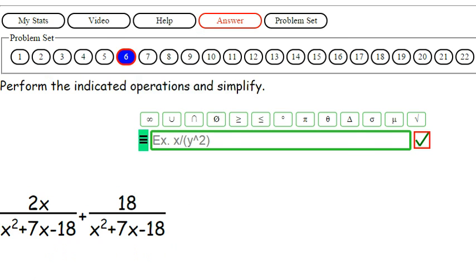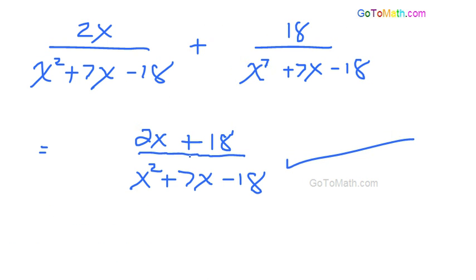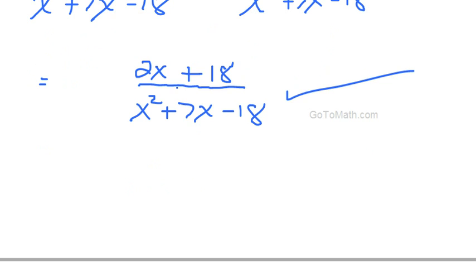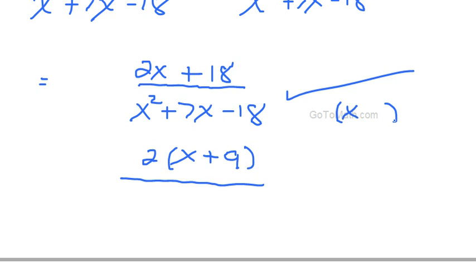Simplify. We get to this point, everything's good, but we can pull out the 2. We end up with x plus 9. And then what can happen here is we can factor the denominator.